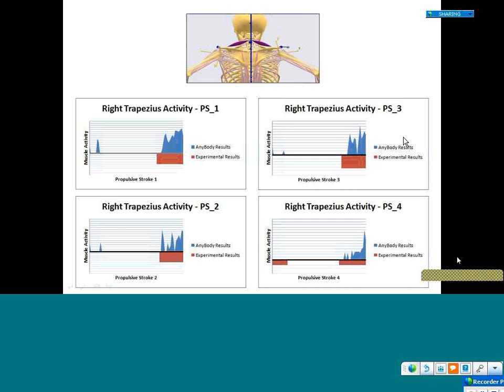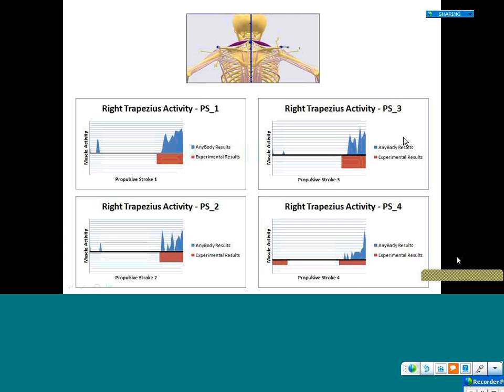So first thing I want to mention is that the x-axis on all of these graphs is the contact time of each push stroke. So for example, at the 0 point of the x-axis, that's the time that the hand is making contact with the wheel. And the end of the axis, where it cuts off to the right, is the time that the hand is being released from the wheel.